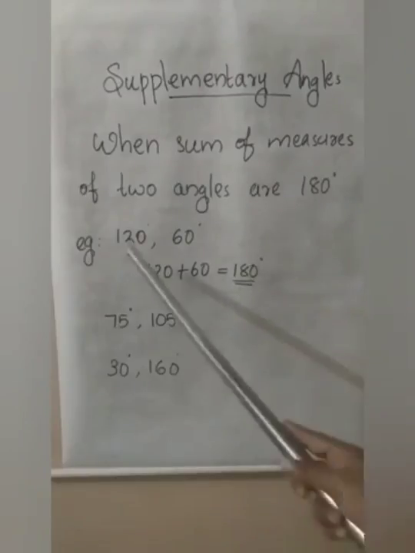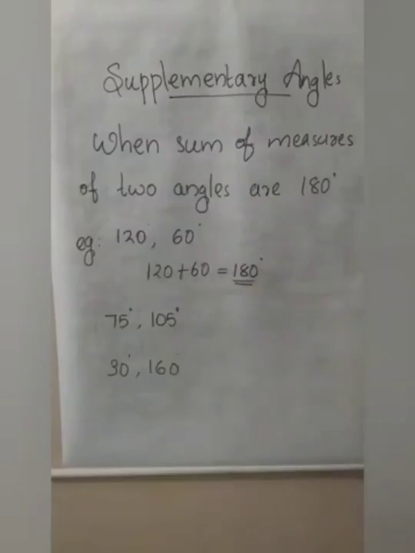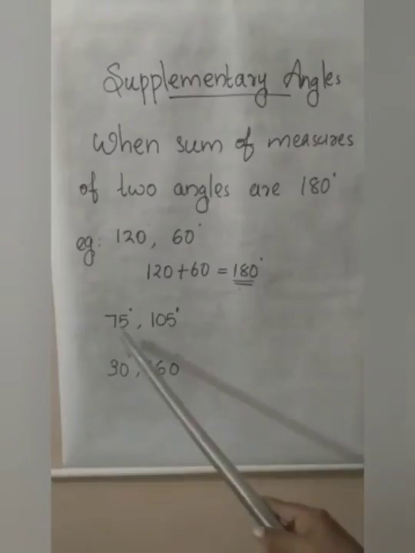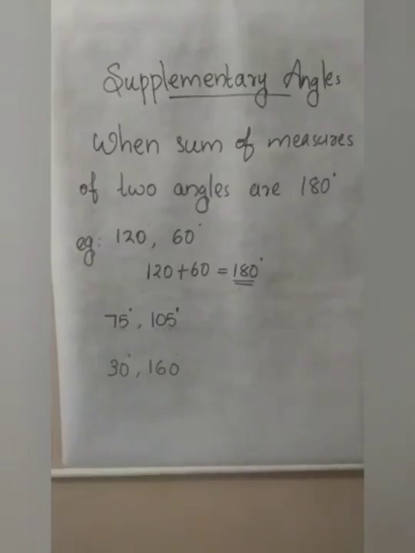For example, 120 degrees and 60 degrees. These are the two measures of angles. When we add, what do we get? 120 plus 60 is 180 degrees. Then we can say 120 and 60 degrees are supplements of each other. Or in other words, 120 degrees and 60 degrees are supplementary angles. Next set, 75 degrees and 105. Adding 75 plus 105 is also 180 degrees. So we can say 75 degrees and 105 are supplementary angles.